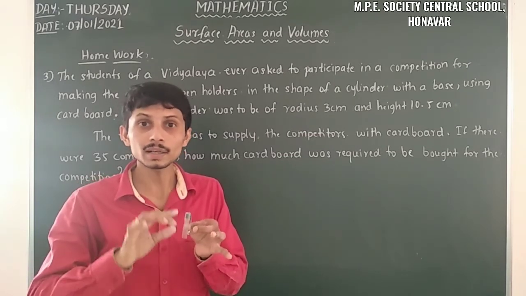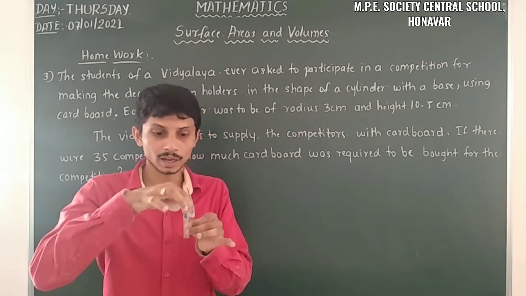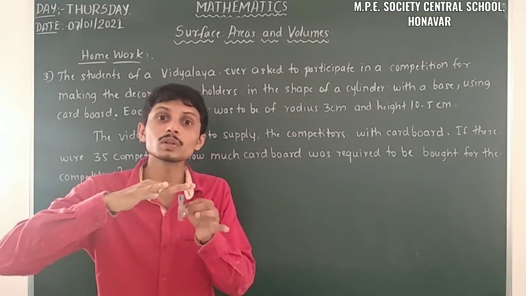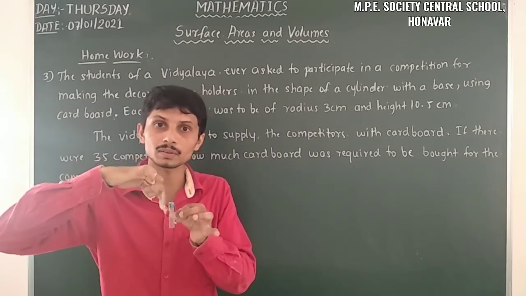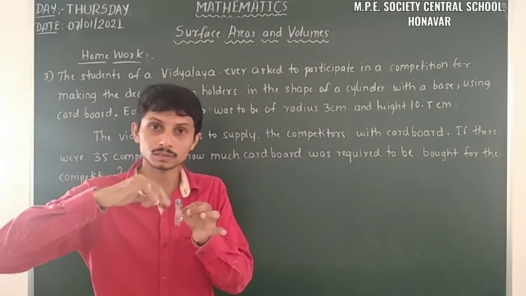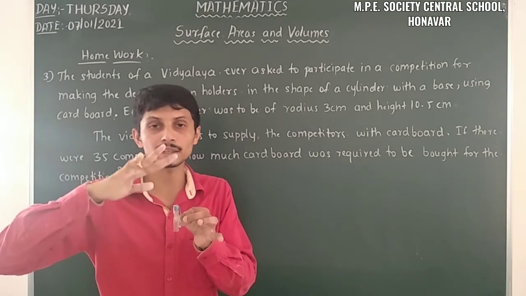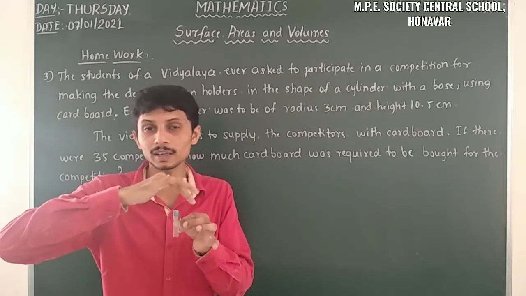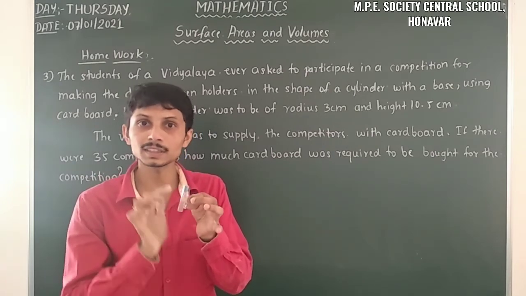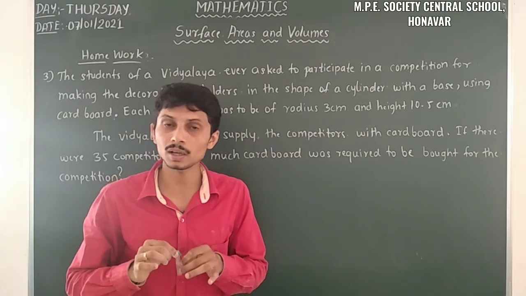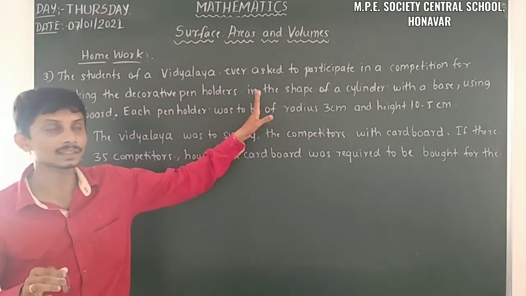So here we have to find out the surface area. While finding the surface area, we have to take the curved surface area and only the top part. Only the top circular part we have to take along with the curved surface area, that is pi r square. So the total surface area is the curved surface area plus the top circular part.